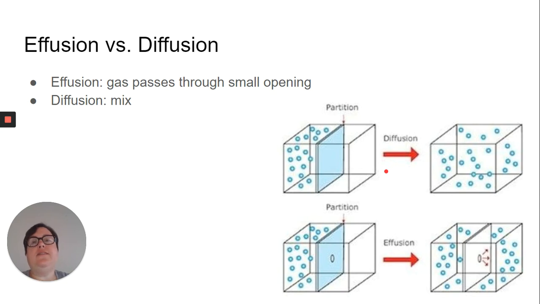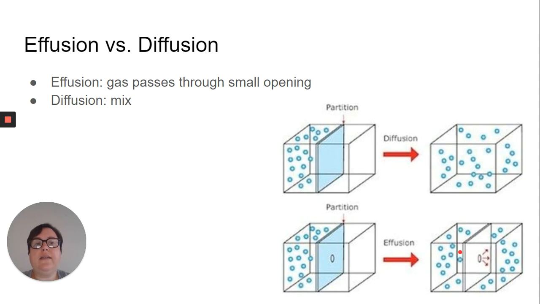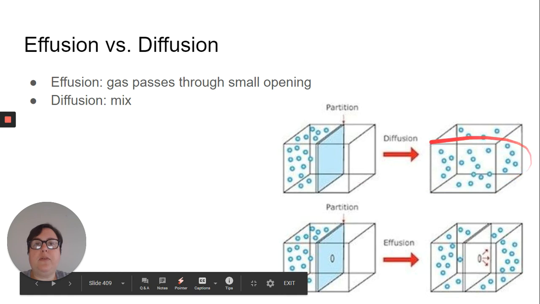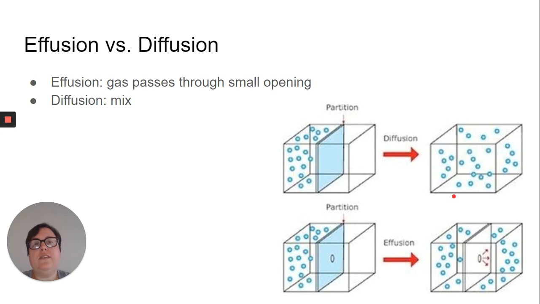Finally, we have effusion and diffusion, and this will lead us into Graham's law. Effusion is when the gas passes through a small opening, like when your tire gets punctured with a nail and all the gas escapes through that small opening. That's effusion. And that picture is shown down here at the bottom. Diffusion is when two gases mix together. So diffusion means to mix, and that's what's shown in this upper portion. Diffusion is why when you walk into the perfume section of a department store, it can smell really bad because all of those different gases are mixing together.